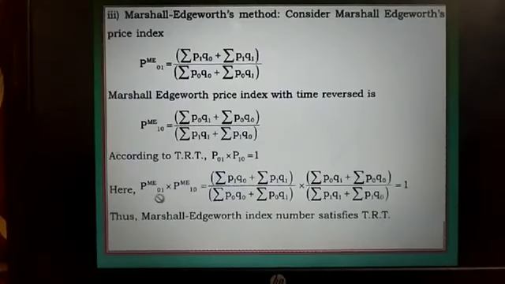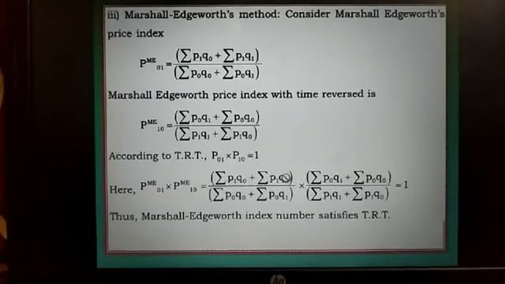So here, P01 ME, Marshall-Edgeworth, this part has to be considered and the multiplication as it is. Then P10 Marshall-Edgeworth, after time reversal, whatever has been written here has to be considered after this multiplication. Here this has to be substituted. So which is equal to 1 we are writing. These two multiplied are equal to 1, it seems.